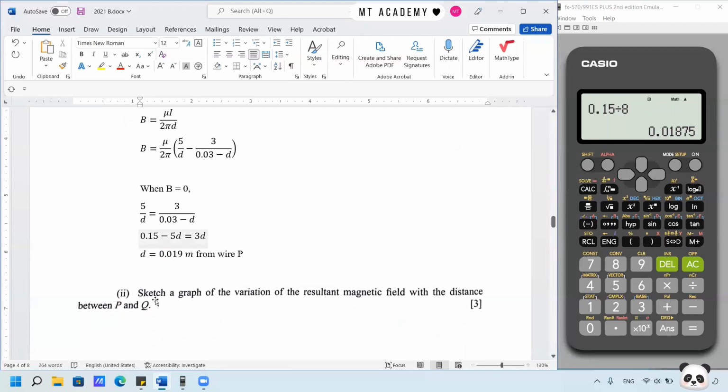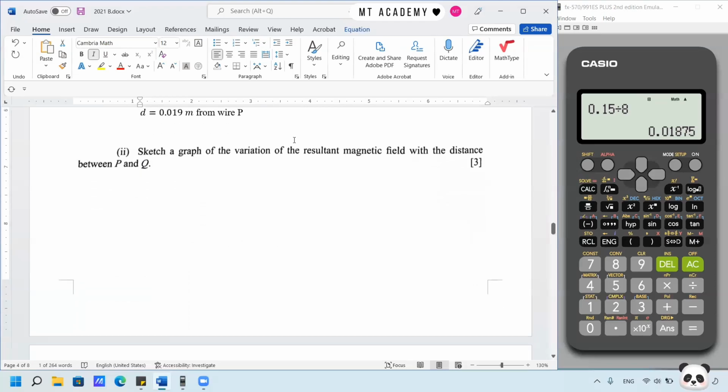Next we're going to sketch a graph of the variation of the resultant magnetic field with the distance between P and Q. So we have the formula here. Maybe you can key into the calculator and obtain all the coordinates, or maybe we can roughly derive the graph based on the equations. Let me show you how we can do it. We can just ignore the constant mu naught over 2 pi because we just need to sketch the graph.